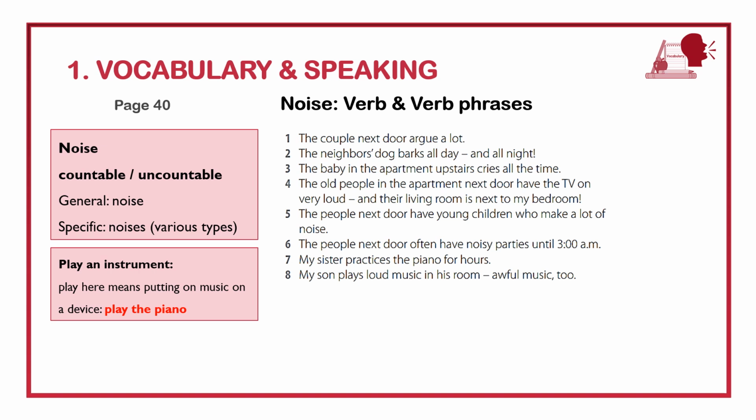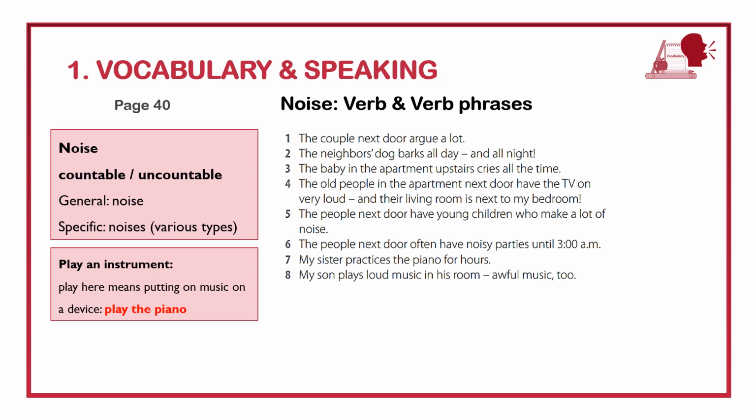Let's check the answers. The couple next door argue a lot. That's number 1. 2, the neighbor's dog barks all day and all night. 3, the baby in the apartment upstairs cries all the time. 4, the old people in the apartment next door have the TV on very loud and their living room is next to my bedroom. 5, the people next door have young children who make a lot of noise. 6, the people next door often have noisy parties until 3 a.m. 7, my sister practices the piano for hours. 8, my son plays loud music in his room, awful music too.